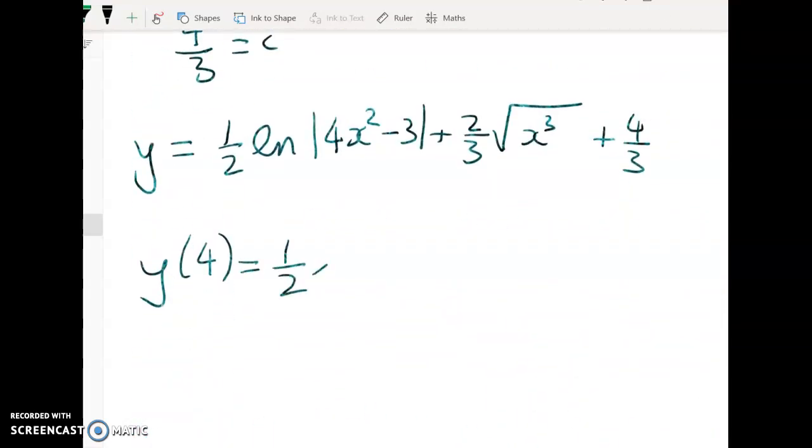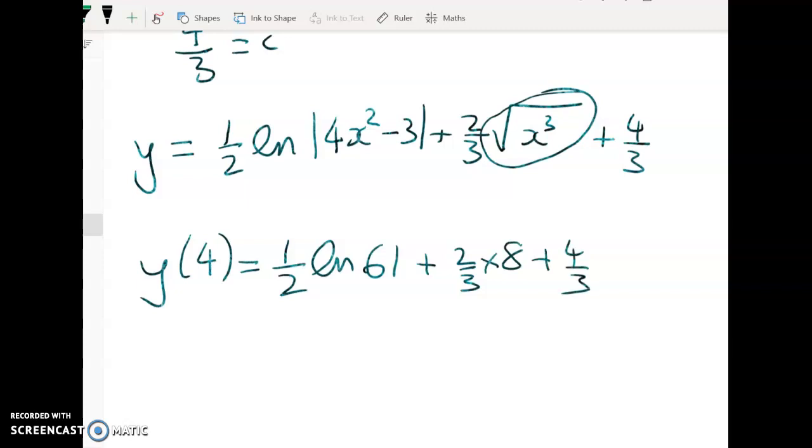And again, I'm not going to finish this on the calculator, but we get 1/2 of the natural log of 4 cubed, which is 64 minus 3, so natural log of 61, plus 2/3, and 4 to the power of 3 over 2 will give me 2 cubed, which is 8. So it's 2/3 of 8 plus 4/3. So we get 1/2 log 61 plus 20 over 3. That's my exact value, and you can go and pop that into your calculator and figure out what it is.